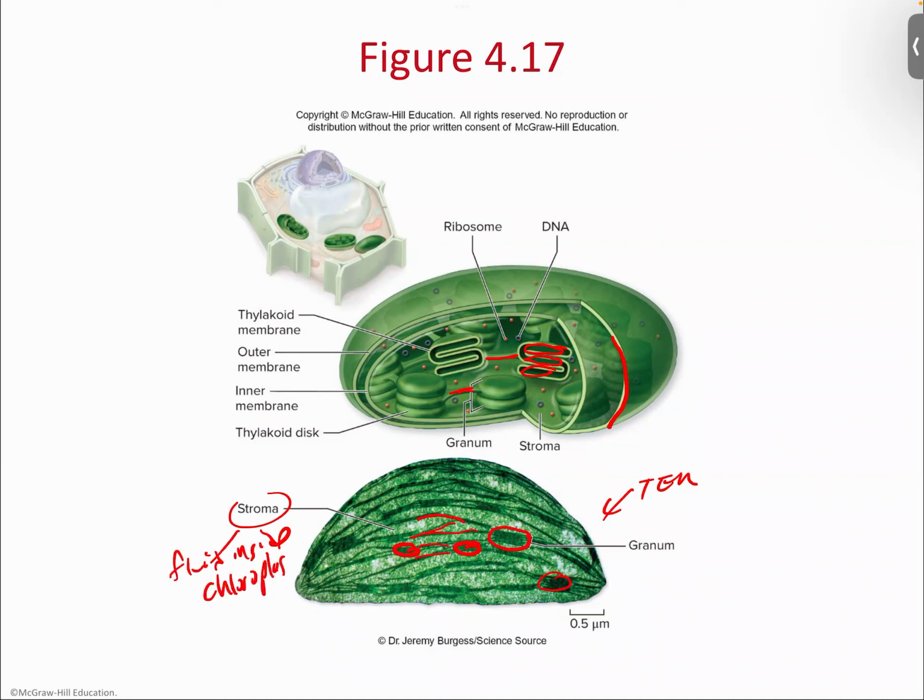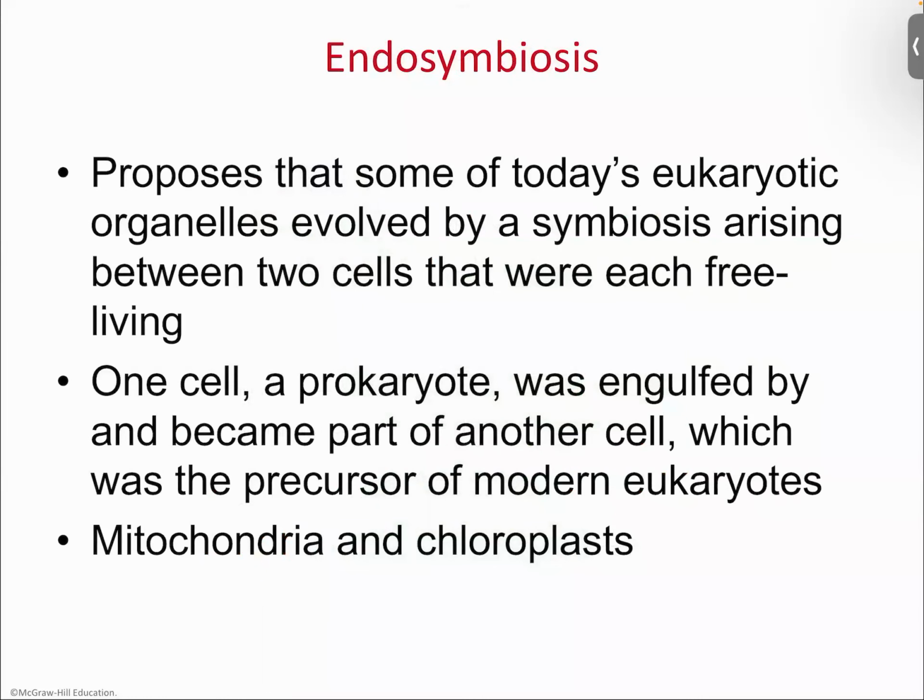So just like the matrix was the fluid inside the mitochondria, the stroma is the fluid inside the chloroplast. You can see a lot of similar themes here, right? Slight differences in structure, but the themes are very similar. But let's go back to this idea of them having their own DNA.